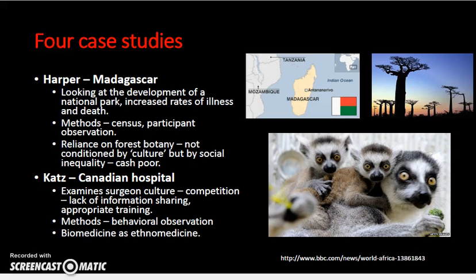Half a world away, Katz's work in a Canadian hospital illustrates surgeon culture and looks particularly at how surgeons are trained and some of the barriers that prevent training of newer surgeons as they conduct their residencies. One of the key highlights here is the competition between surgeons and the real issue of sharing information. There's an idea that surgeons like to keep information close to themselves. They don't like to share any information that could potentially be compromising to their own careers and their own self-interest as a whole.